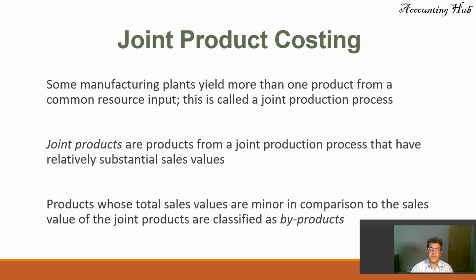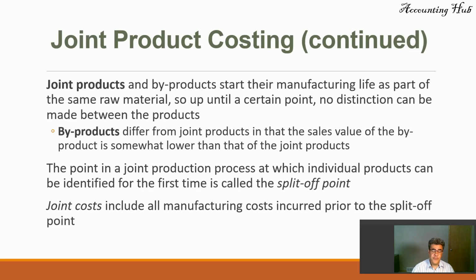Joint products are products from a joint production process that have relatively substantial sales values. Products whose total sales value is minor in comparison to the sales value of the joint products are classified as byproducts. The difference between joint products and byproducts: both use the same raw material, so up until a certain point, no distinction can be made between the products. And the byproduct is the one whose sales value is much lower than the joint products. For instance, tuna, we will check it later.